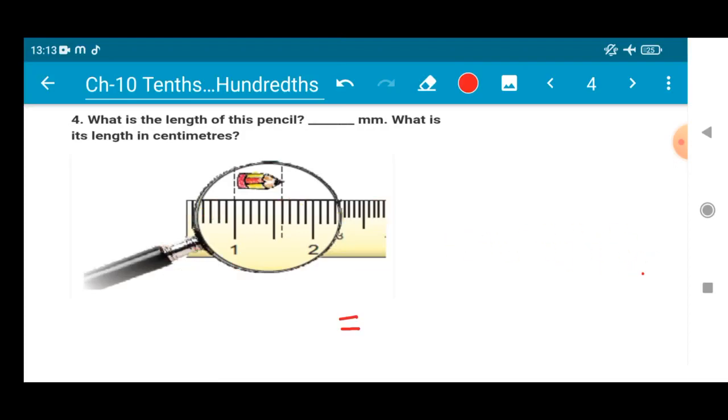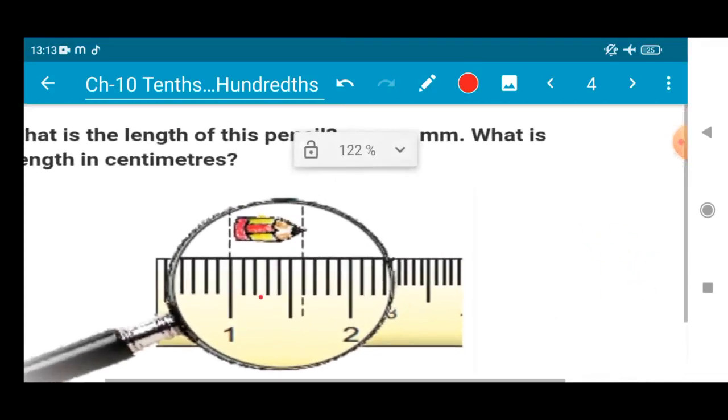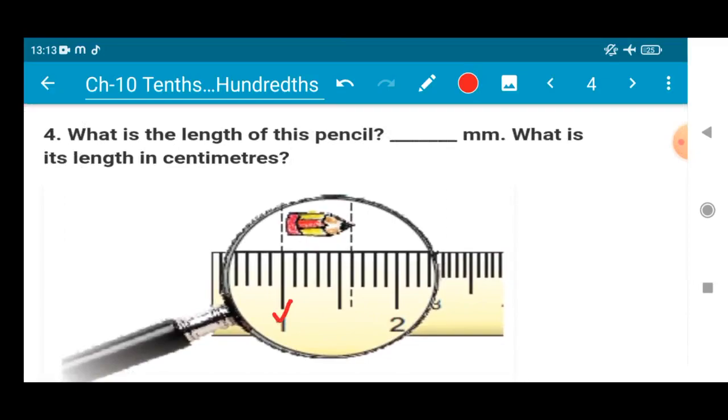So let us count the measurement. So this is 1 millimeter, 2 millimeter, 3, 4, 5 and 6. And we will not count from here. 1, 2, 3, 4, 5 and 6. This is the tip here, because it is getting started. So 6 millimeter is the total length of the pencil in millimeter.